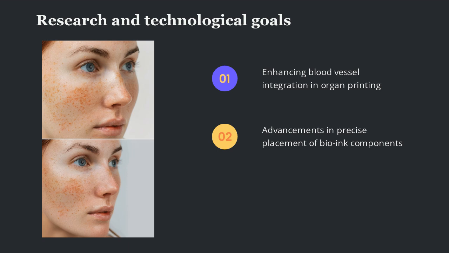Let's delve into the advancements in enhancing blood vessel integration for organ printing. This crucial development improves the vascularization process, ensuring better functionality of bioprinted organs. Additionally, the precision bioink deposition is a significant breakthrough, allowing for more accurate placement of bioink components, leading to enhanced organ structure and function.